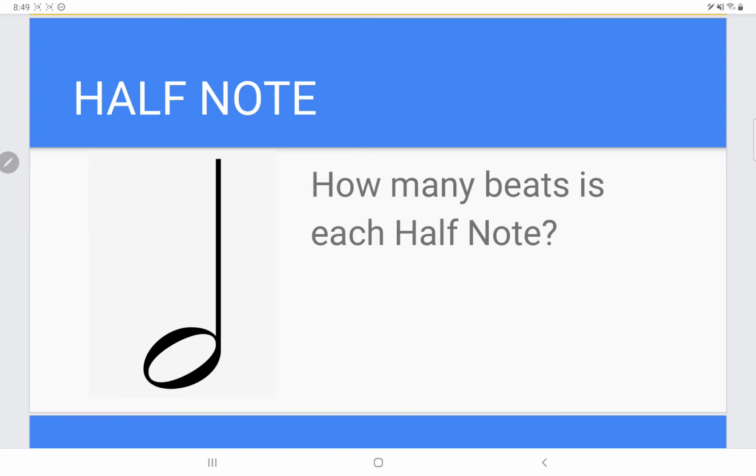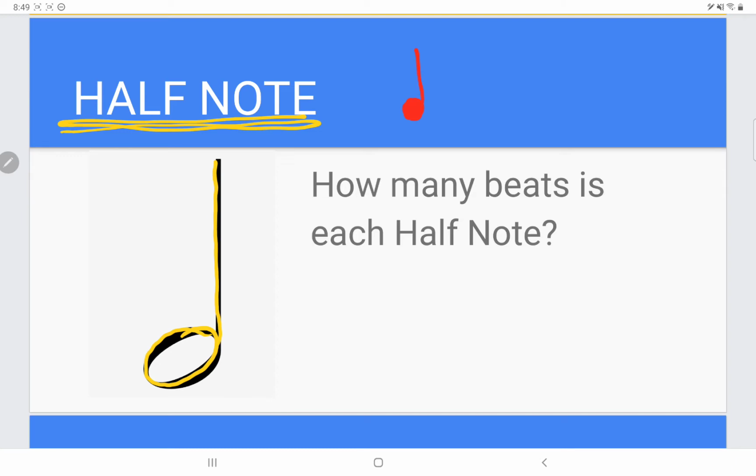All right, scholars, now we have something called a half note. Now, our half note looks a little bit different. So earlier, our quarter note looked like this. It was filled in. It had a stick attached to it. Our half note looks different because it is empty. It still kind of has that circle or that oval down at the bottom. It still has a stick attached to it, but it is empty on the inside.